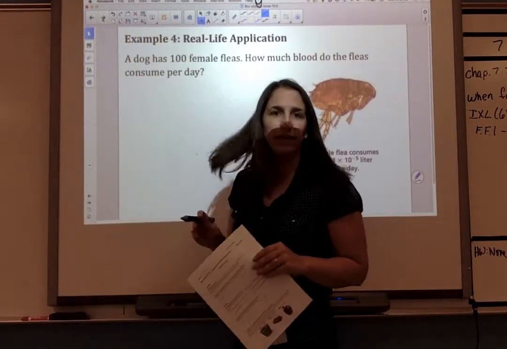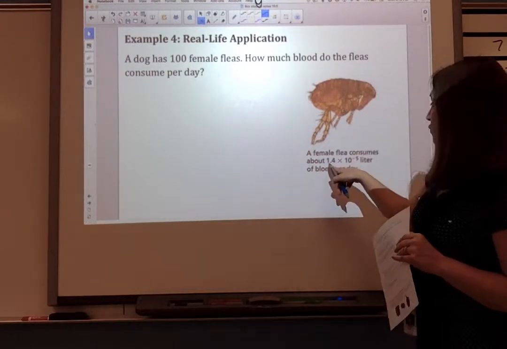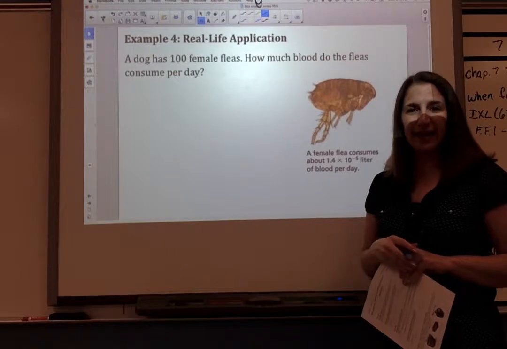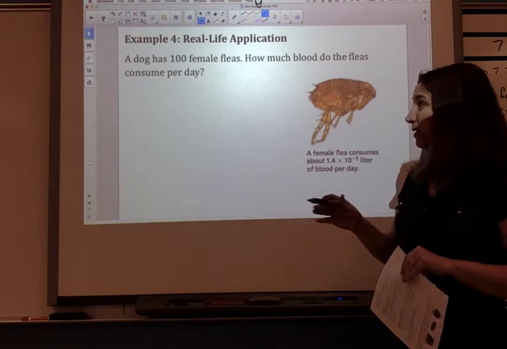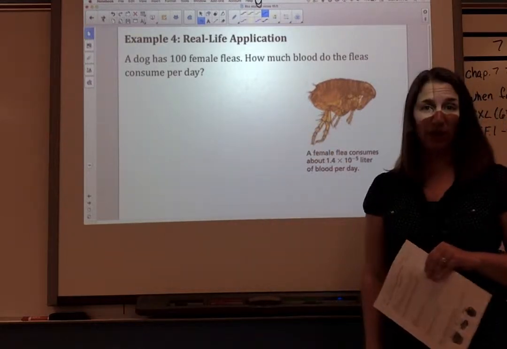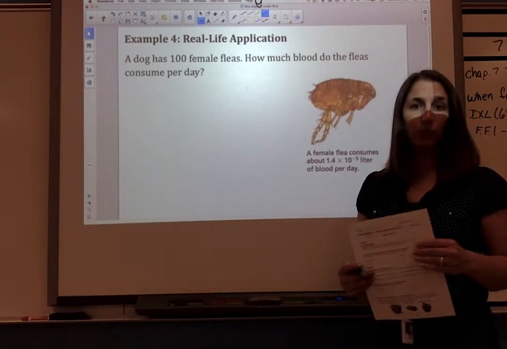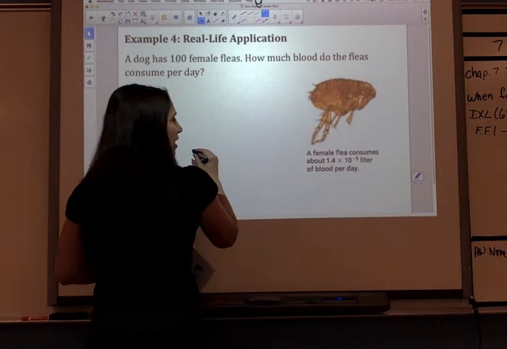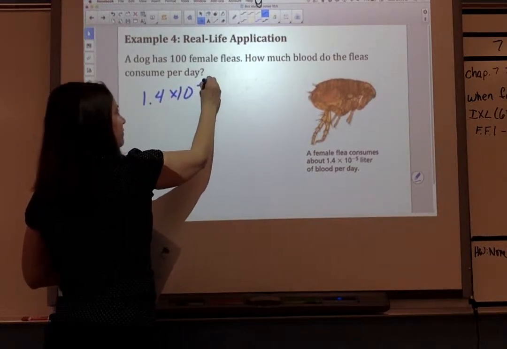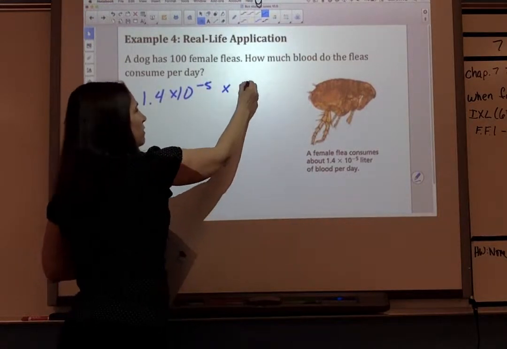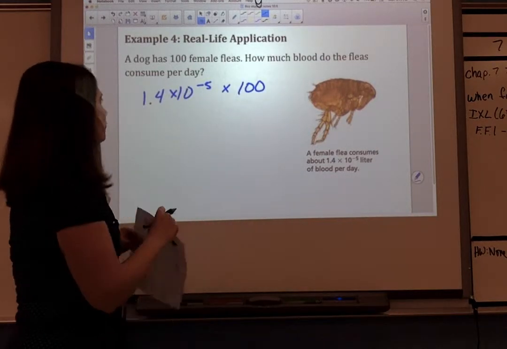All right, last we have an example about fleas on dogs. A female flea consumes about 1.4 times 10 to the negative 5th liters of blood per day, which is not very much, but this dog has 100 female fleas on it. So we want to know how much blood all of these fleas combined consume per day. So we want to take this amount of blood per day per flea, 1.4 times 10 to the negative fifth, and then multiply that by the 100 fleas. So let's start by writing this number in standard form.